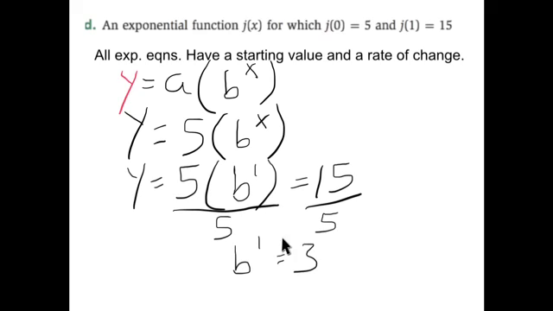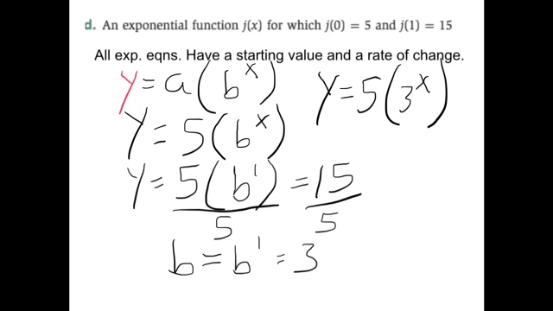If you recall, anything to the first power is just itself. So I'm going to write in b equals b to the first. That has to equal 3. So now we have the value of b. I'll come up here and write it. Our expression is y equals 5 times 3 to the x.